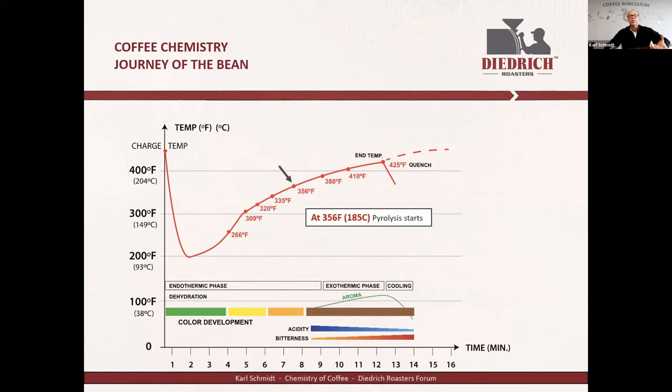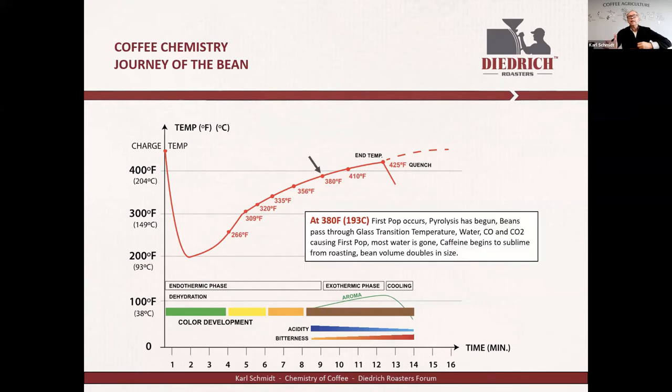356, pyrolysis started. Here's this pyrolysis. This is now pyrolysis. We're taking something down by temperature. We're breaking substances down, chemical reactions down by temperature. 380, the first pops, could be 390, the first pop, depending on the coffee.